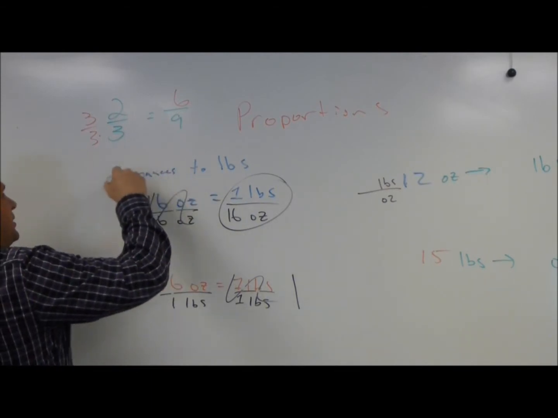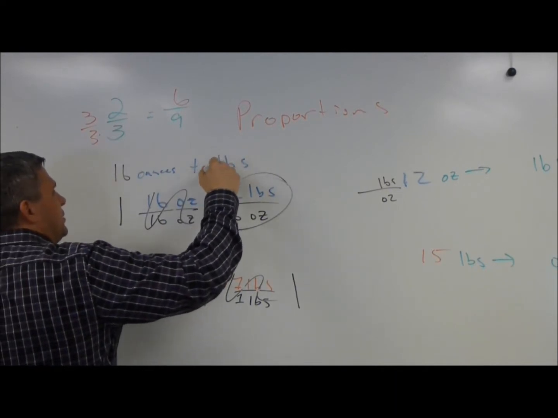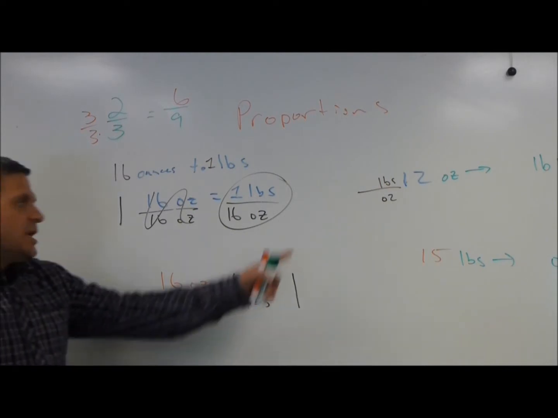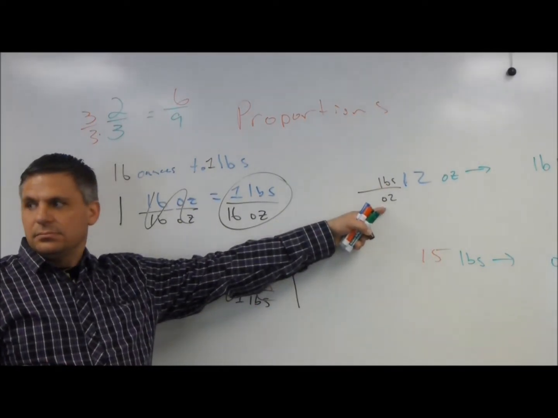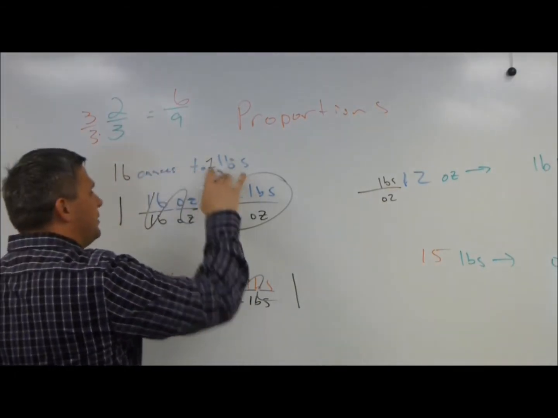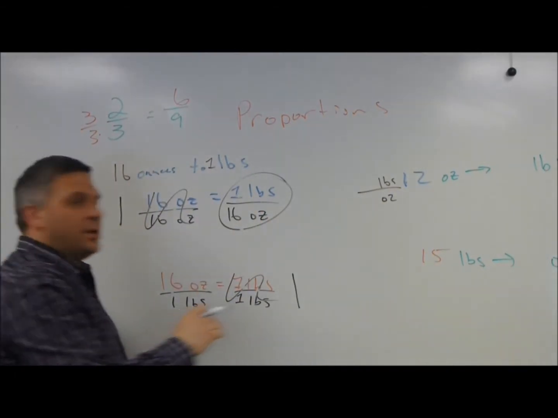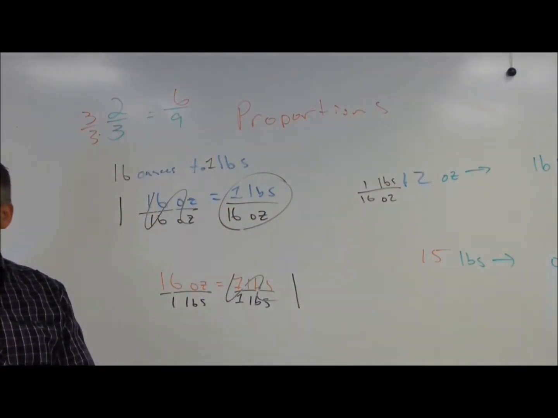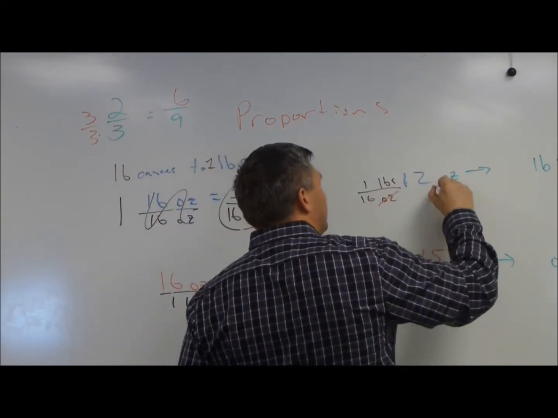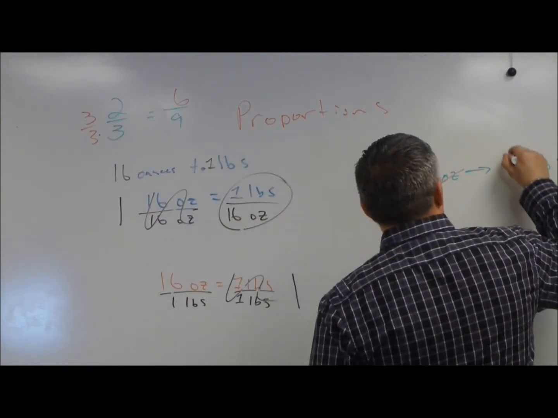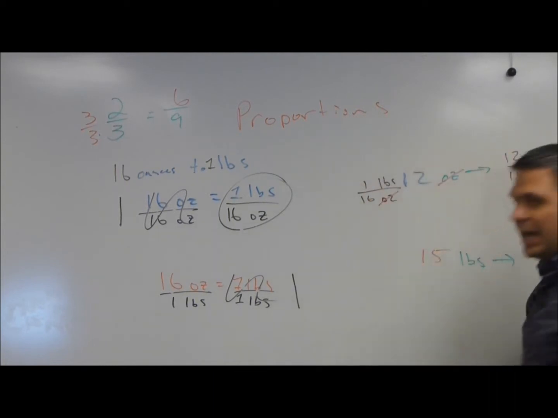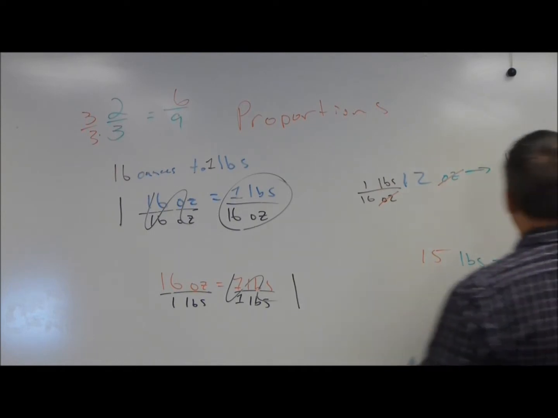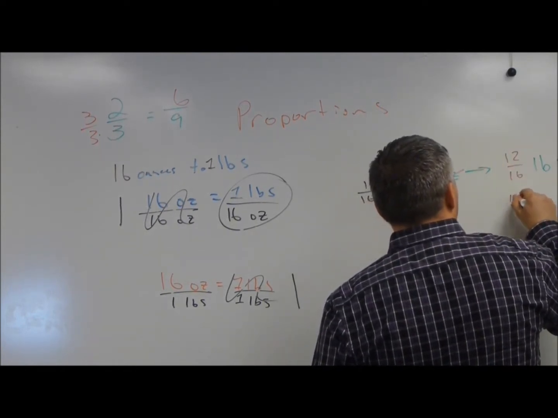And remember, there's 16 ounces to 1 pound. So if I want ounces on the bottom, I need to divide both of these by ounces and get 1 pound per 16 ounces. And now the ounces cancel, and I get 12 over 16 pounds.